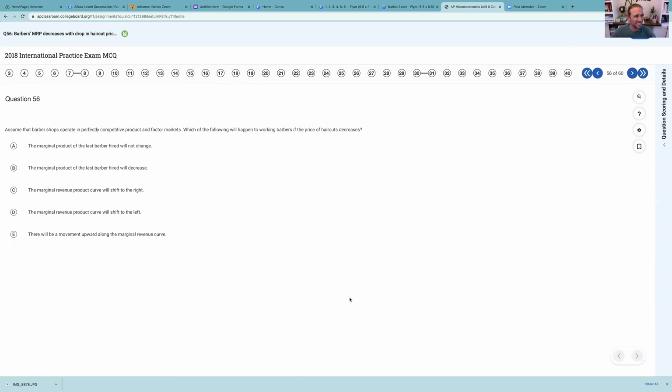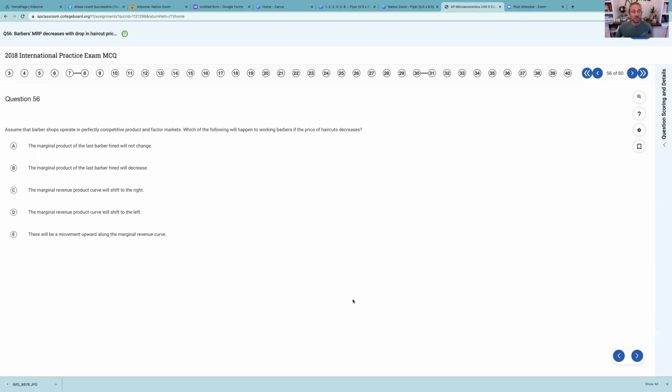Okay. 56. Assume that barbershops operate in a perfectly competitive product and factor market. So perfectly competitive product market and perfectly competitive factor market. Which of them will happen to working barbers if the price of haircuts goes down? A says the marginal product of the last barber hired will not change. B says marginal product of the last barber hired will go down. C, the marginal revenue product will shift right. D, the marginal revenue product will shift left. And E, there's a movement upward along the marginal revenue curve.